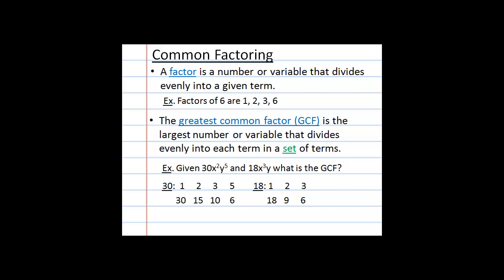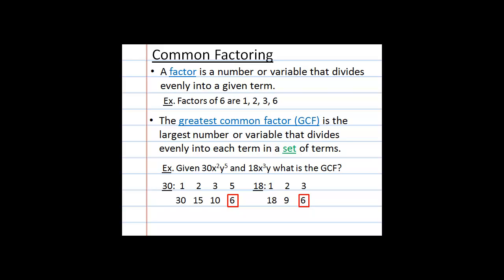And we want to look for the one that's the largest that's common to both numbers. Okay? So if you look at the numbers, we can see that 1 is a common factor for both. 2 is also a common factor, but I want the largest number. So the largest number that's in common to both 30 and 18, that's going to be 6. Okay? So looking at the coefficients, that's the greatest common factor of those parts.